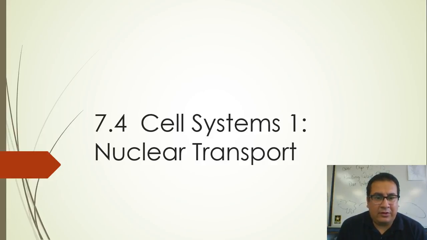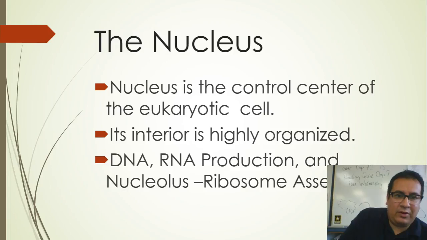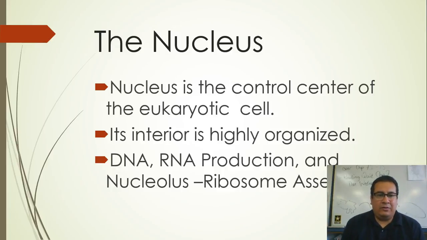And also throughout the lectures from this point forward, I'll be reviewing stuff that you'll need for EOC, or that I feel may be important for you in the final, okay? So 7.4, Cell Systems 1, Nuclear Transport. So as we know already, the nucleus is the control center of the eukaryotic cell.